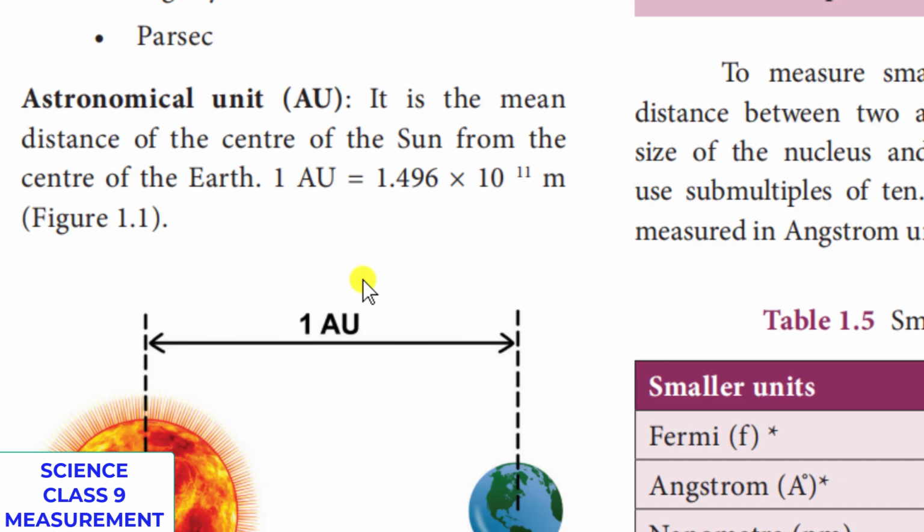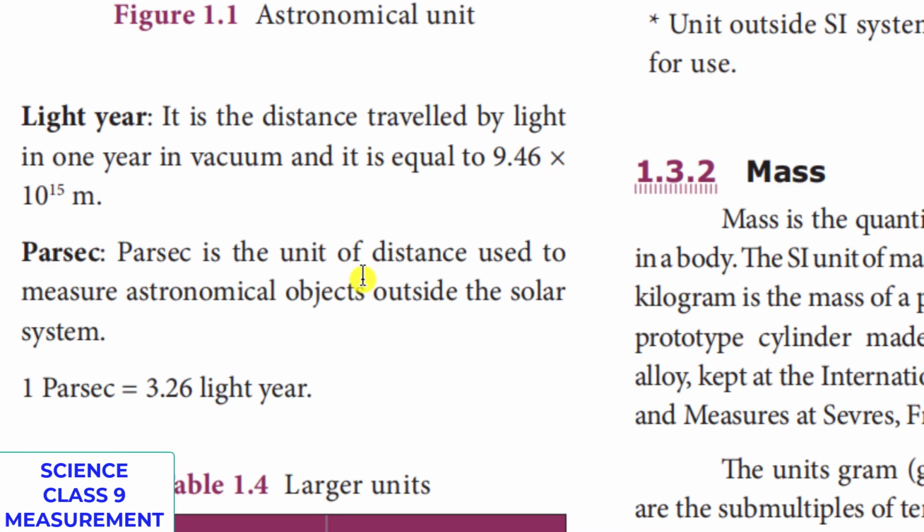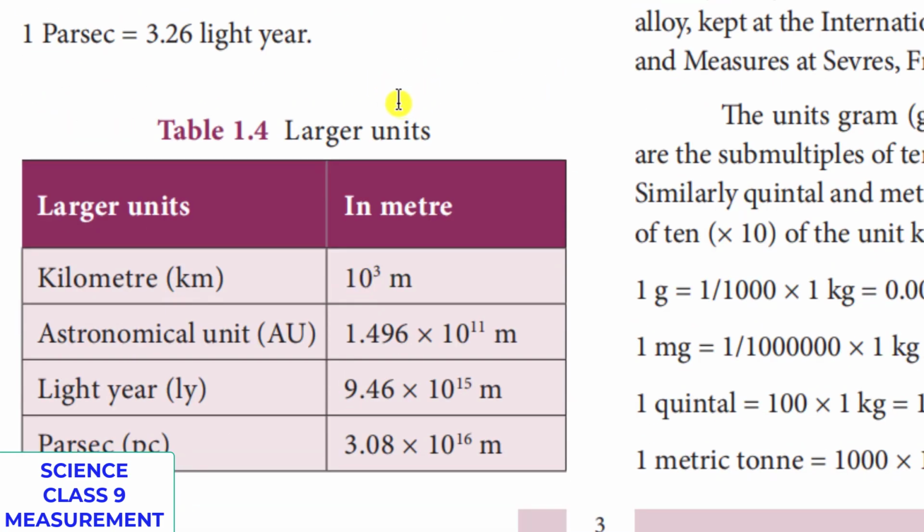Astronomical unit, light year and parsec, is it not? After that, coming to the important tabular column, it is larger unit in meter. You know kilometer, that is 10 to the power of 3 meter. Astronomical unit, just now we have studied, 1.496 into 10 to the power of 11 meter, and light year 9.46 into 10 to the power of 15 meter, and parsec, pc, 3.08 into 10 to the power of 16 meter. Is it not? These are all the larger units.